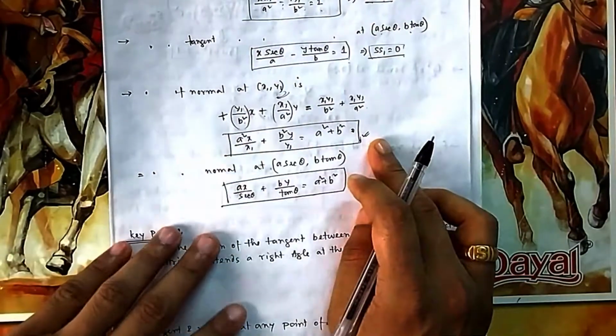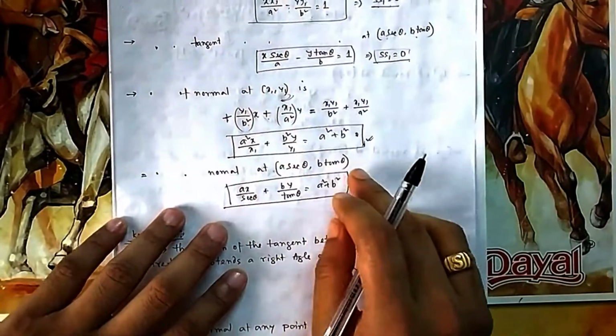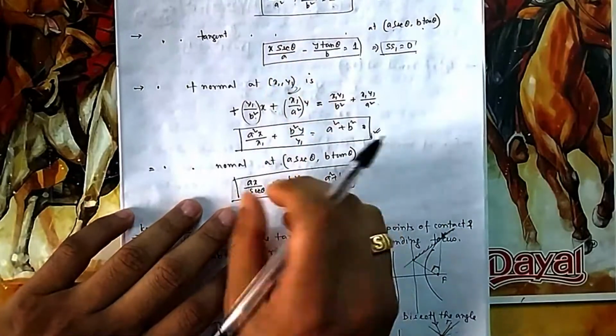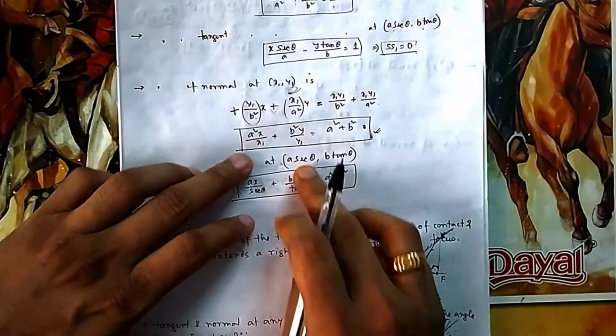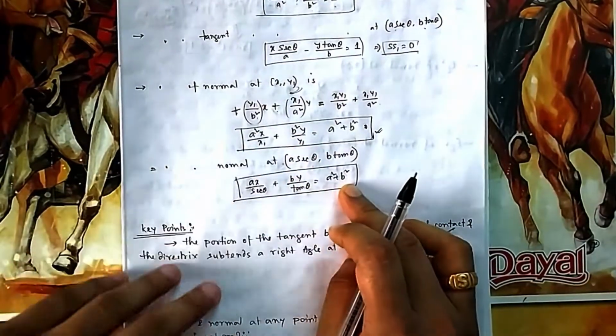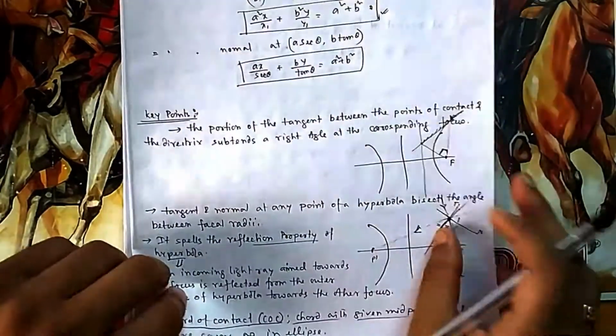So you can remember, or you can calculate from tangent anytime. So normal at this point, again if you place x1, y1, these two you can find out. So some key points of the tangent and normal.